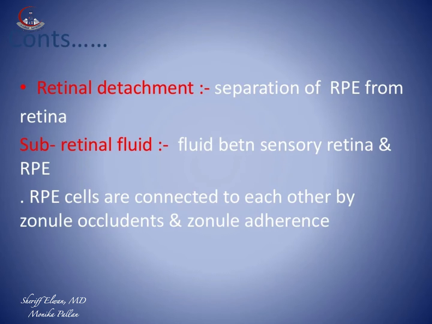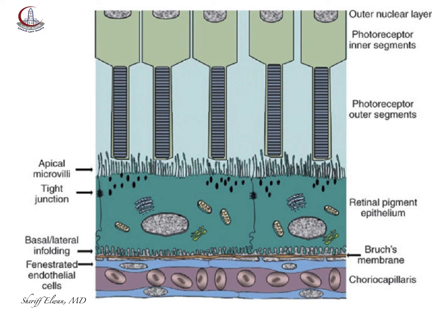The retinal pigment epithelium cells are connected to each other by zonula occludens and zonula adherens. Here are the tight junctions, as you can see, at the lateral sides between the very active retinal pigment epithelial cells, and they have the inner layer communicating with the Bruch's membrane, and the outer layer has got apical microvilli that communicate with the photoreceptor cells.